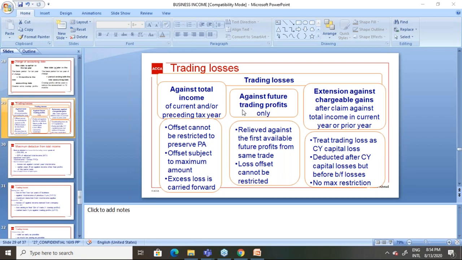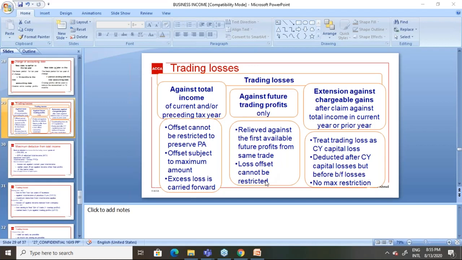The main relief is carry forward loss relief. How does it work? Unlike in a company, carry forward relief works for an unincorporated business in a different way. You can carry forward the trading loss and set off against the first available future trading profits from the same trade. There are no optional claims, no partial claims are permitted.